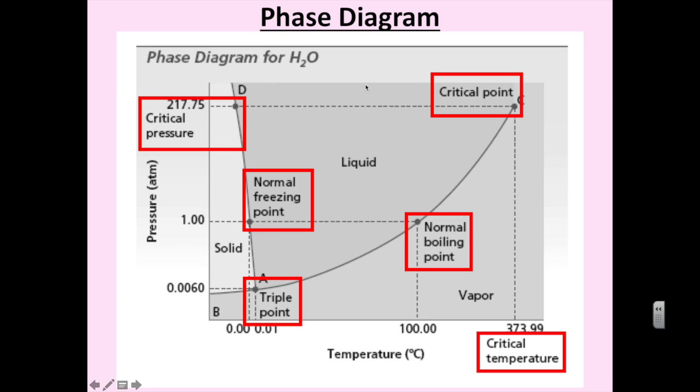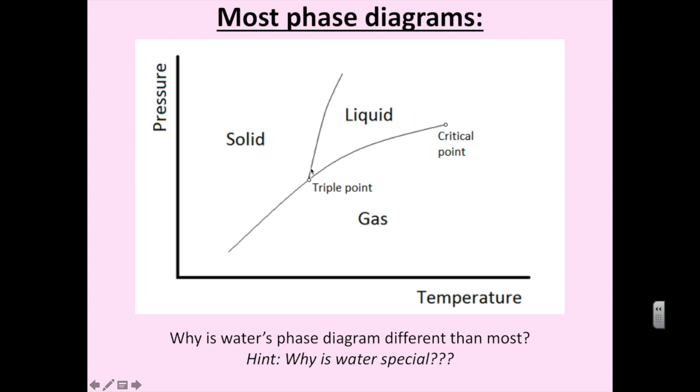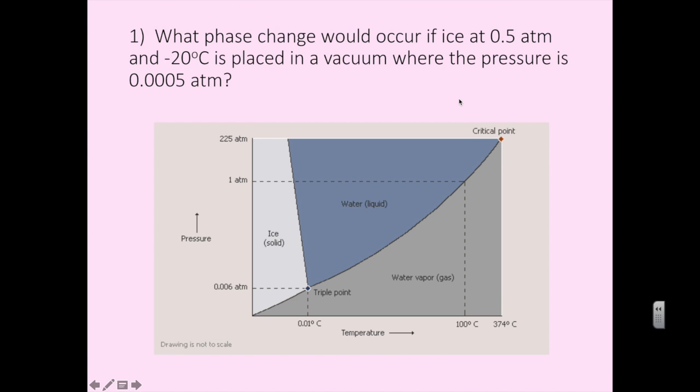Most phase diagrams will look like this, but you have to remember that water's looked like this one previously, with the bend in the elbow bending towards the left. But over here, most of them will bend to the right. So why is water special though? Because of hydrogen bonding. That's right. So we need to make sure that we understand that water's looks different than most phase diagrams for that reason.